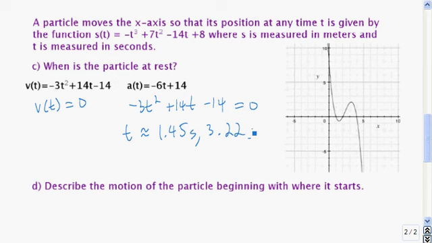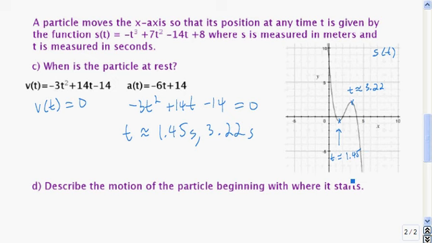All right, those two times where the velocity is 0: the velocity is the derivative of position, and this is the position function, so the derivative of the position is 0 precisely when we have a horizontal tangent line. So at these two spots, the velocity is 0. So here t is around 3.22, and here t is around 1.45.